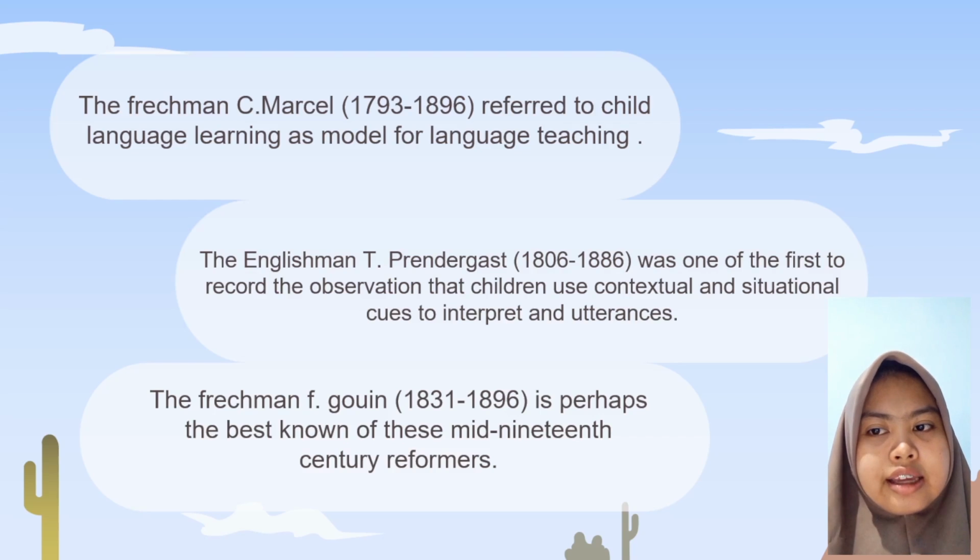The Frenchman F. Gouin, 1831 to 1896, is perhaps the best known of this mid-19th century reform. Gouin developed an approach to teaching a foreign language based on his observation of children's use of language. He believed that language learning was facilitated through using language to accomplish events consisting of a sequence of related actions.